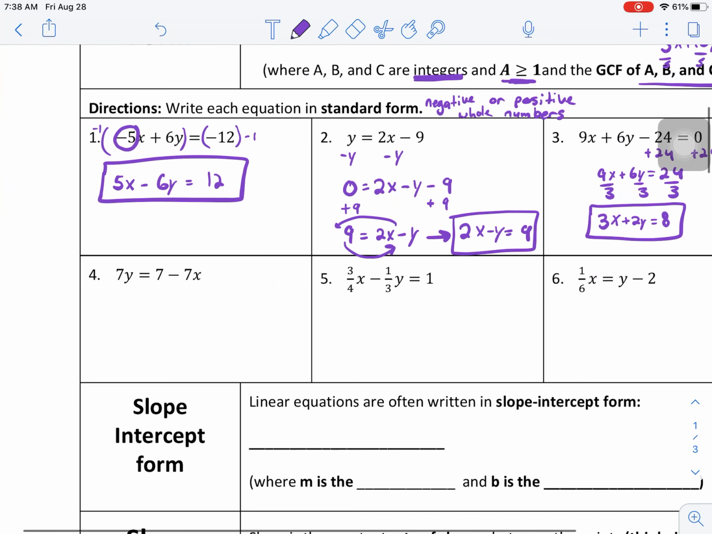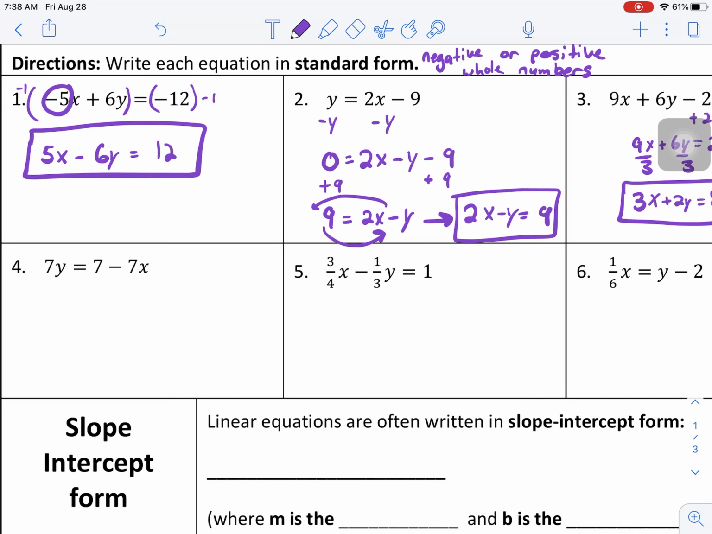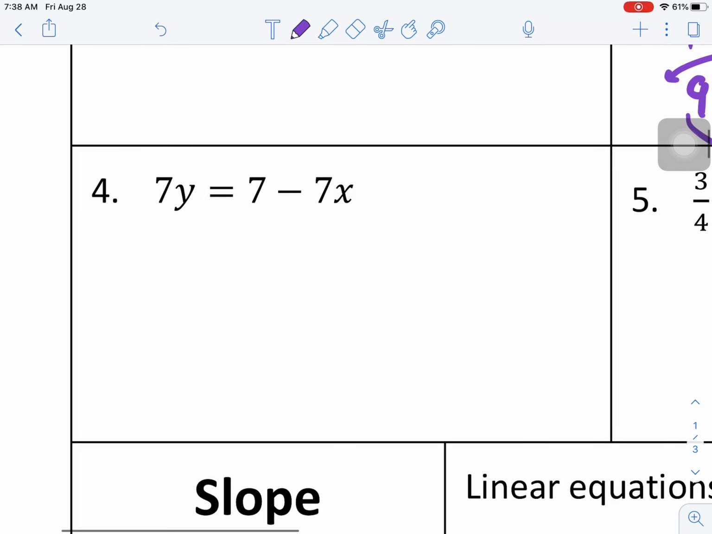Alright, so hopefully you're getting the idea of converting these into standard form. You could pause here and try 4, 5, and 6 on your own just for some of your own practice. Or I'll just keep going and just kind of go quickly through these last couple.